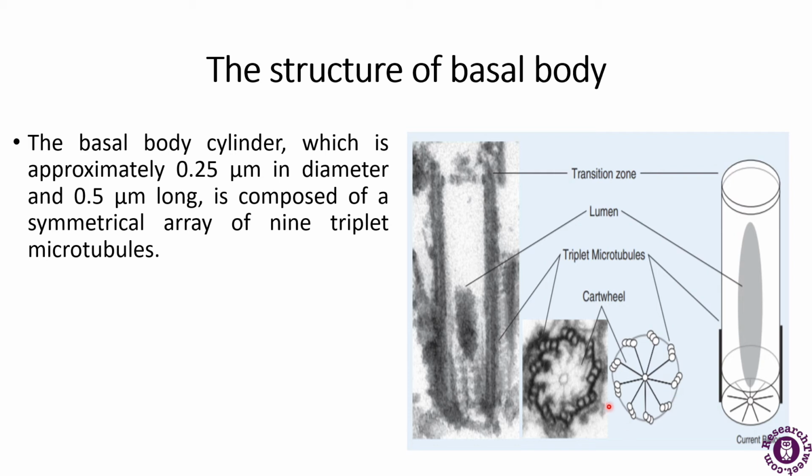Now basal bodies have an intricate cartwheel structure at the proximal end. This is what a cartwheel looks like. At the distal end there is a distinct structure known as the transition zone, separating the basal body from the attached cilium. The lumen of the basal body is filled with an amorphous electron-dense material, and there are accessory structures associated with the basal body that are needed for membrane anchoring and for cytoskeleton organization as well. So this is how the structure of the basal body looks.